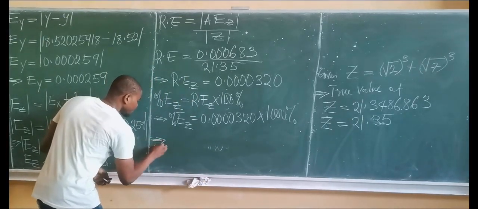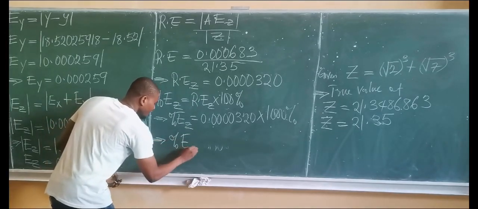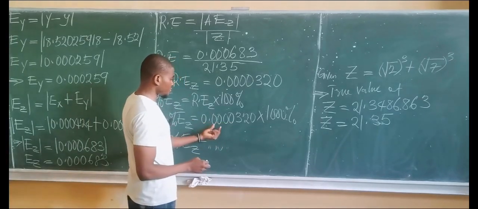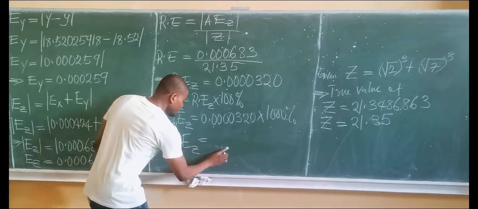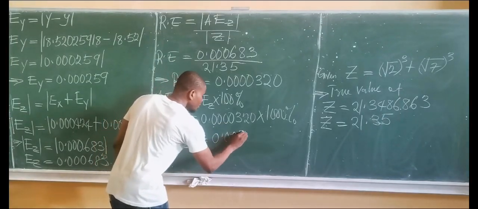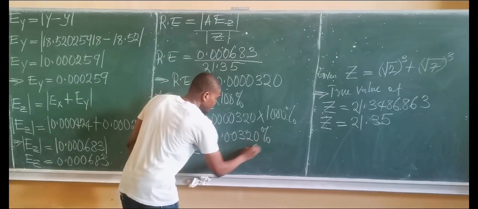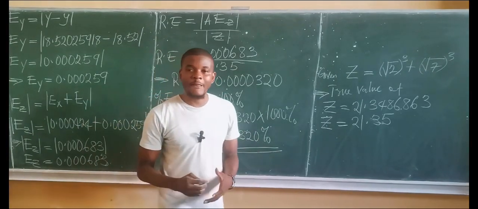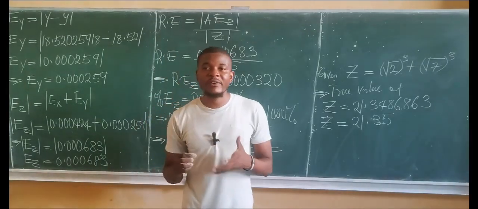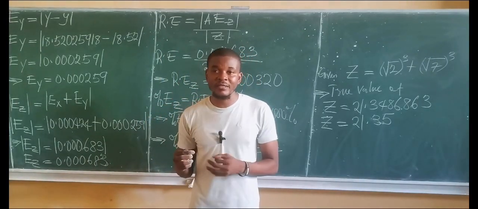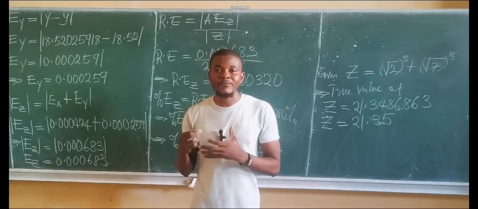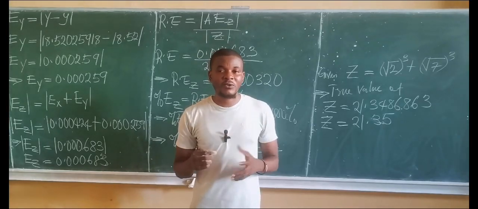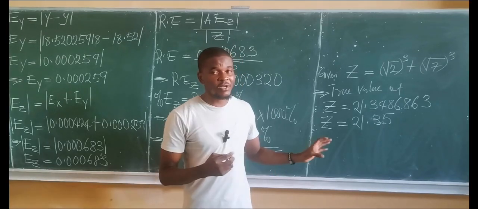So this simply implies our percentage error in Z is going to be equal to, if you multiply by 100, of course 2 of these zeros is going to be off, so we simply have 0.00320%. So this becomes the value of the percentage error in Z. Alright guys, so for that given question, or whenever you're given a quantity which is adding or summing, then we simply say that the absolute error in that quantity is simply the summation of the individual errors that make up that summation. Okay guys, so that's it for that question.